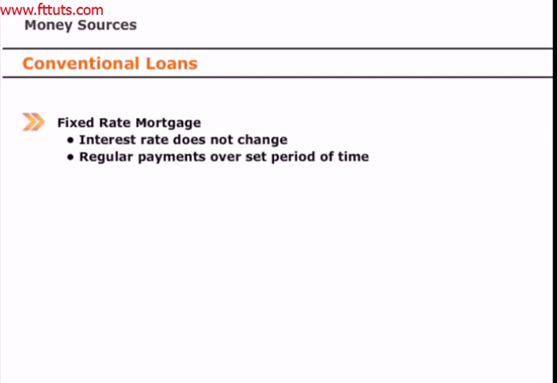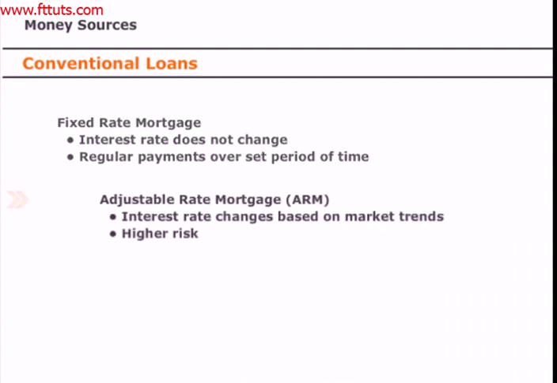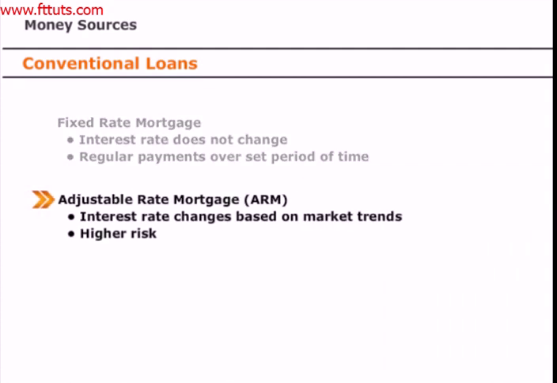One of the most common conventional loans is a fixed-rate mortgage. This is a loan where the interest rate does not change over the life of the loan, and payments are typically made monthly over a set period of time, usually 30 years. You also have the option of obtaining an adjustable-rate mortgage, commonly referred to as an ARM. With this kind of loan, the interest rate is adjusted based on market trends. These types of loans carry more risk because interest rates change daily, and so there is always the risk that your rate will go up.